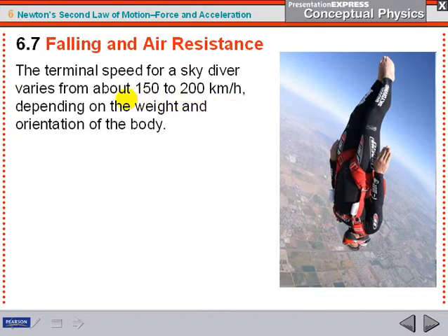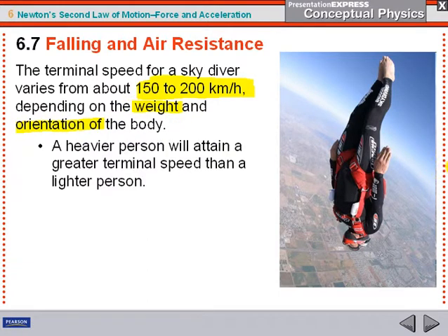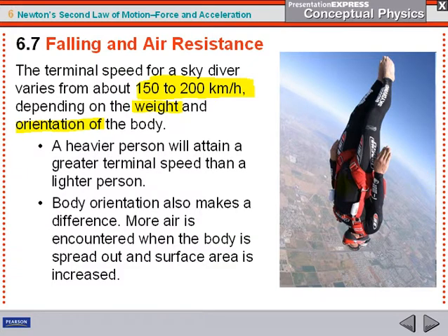Terminal speed for a skydiver is about 150 to 200 kilometers per hour. That's very fast. And of course, this depends on the weight pulling them down and the orientation of the body. A heavier person will attain a greater terminal speed than a lighter person, and when the body is spread out, its surface area is increased, so their terminal speed will be slower.